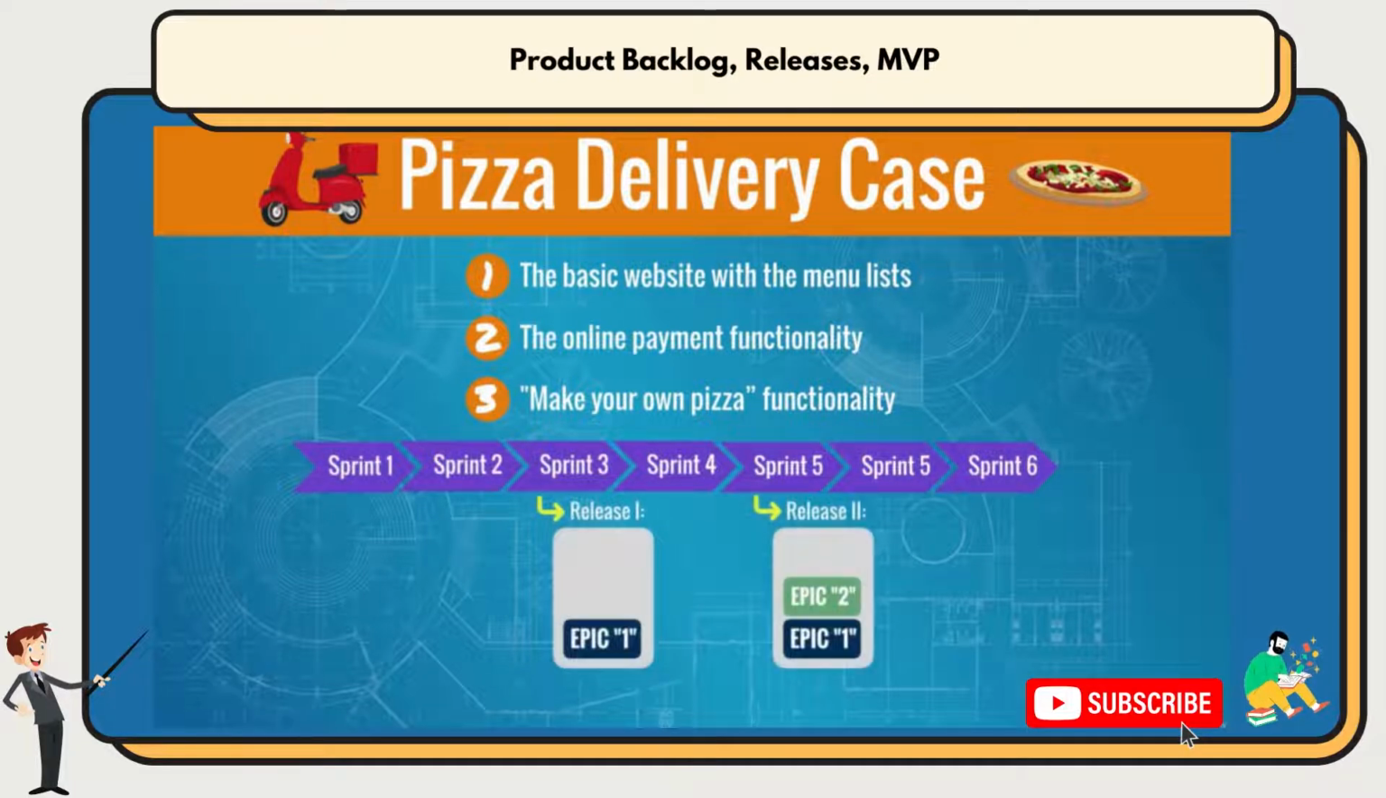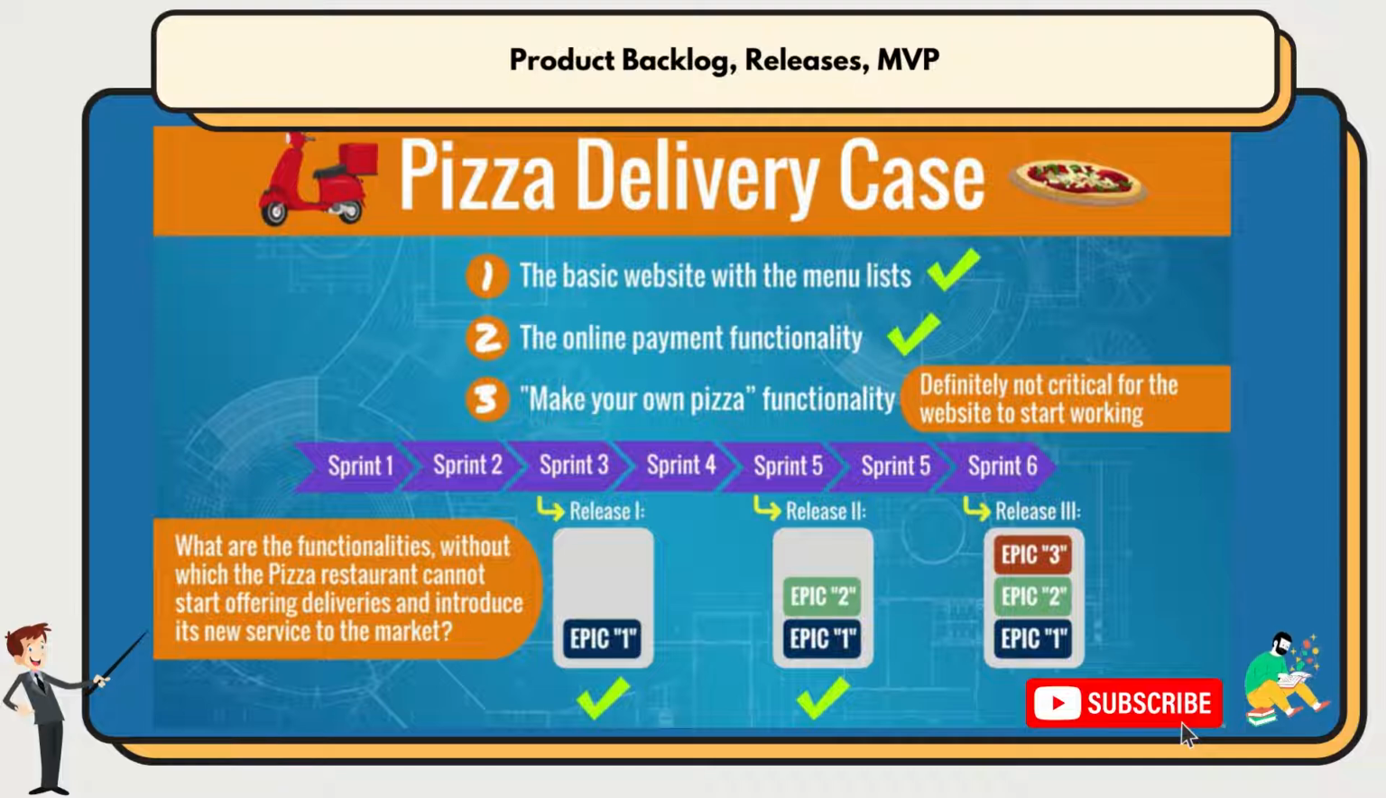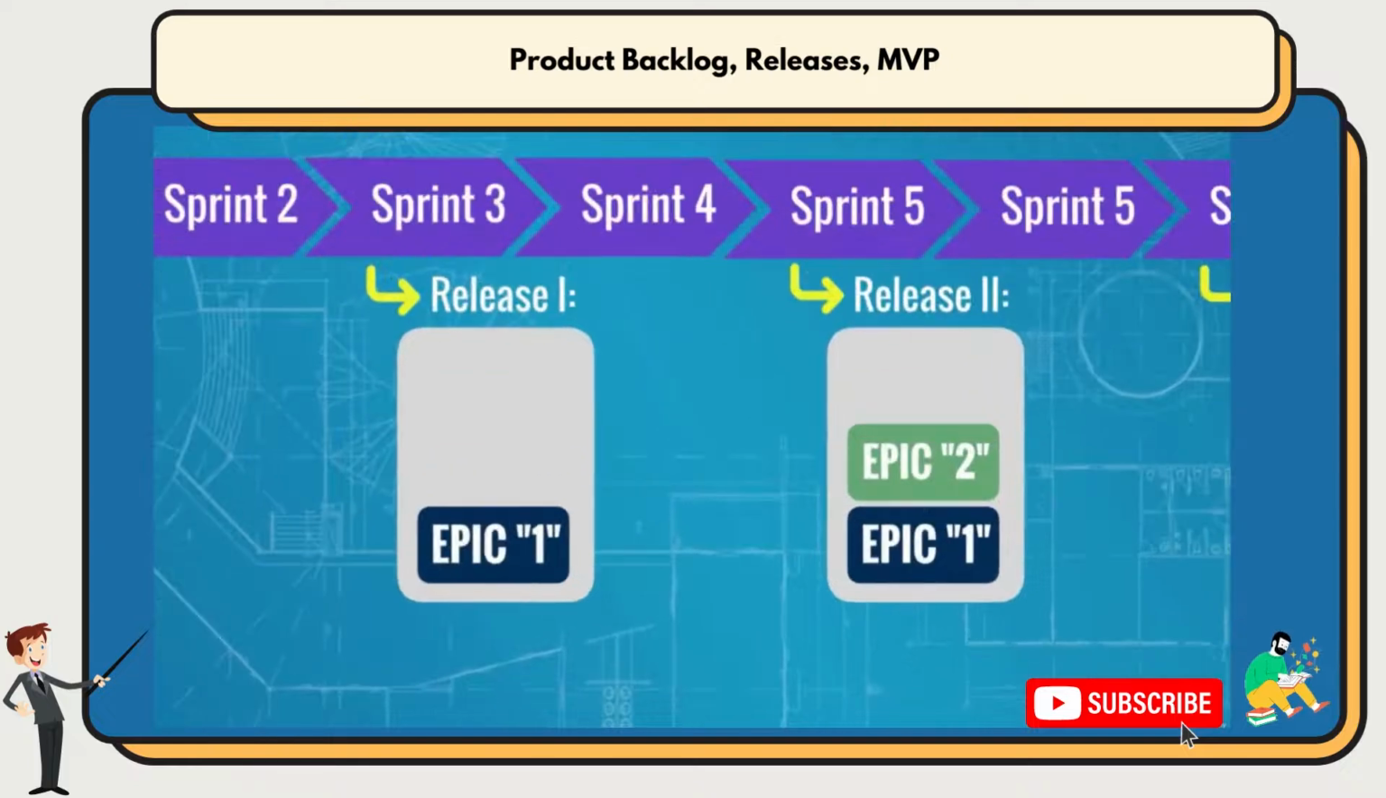Which functionalities and features do you think the MVP must include in this case? In other words, what are the functionalities without which the pizza restaurant cannot start offering deliveries and introduce its new service to the market? It would not make sense to start offering deliveries without being able to select a pizza and be able to pay for it to complete the order. The third epic seems like a really nice feature too. However, it is definitely not critical for the website to start working. So, most probably, these will be 1 and 2, meaning MVP during release 2.